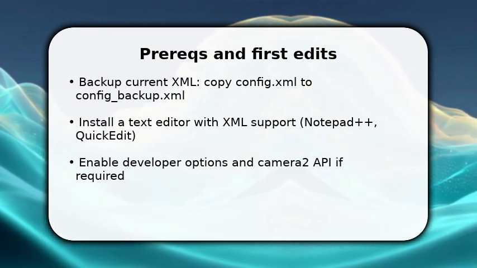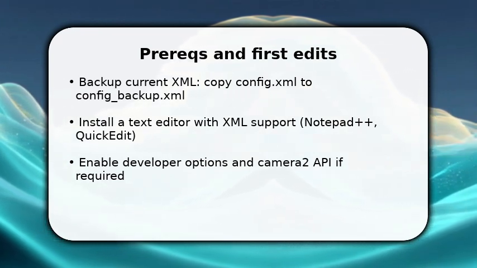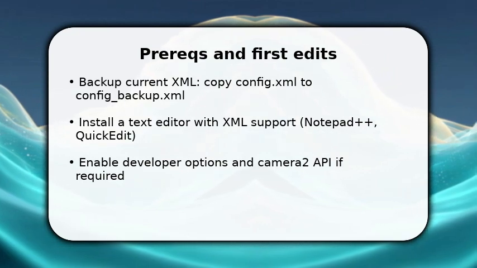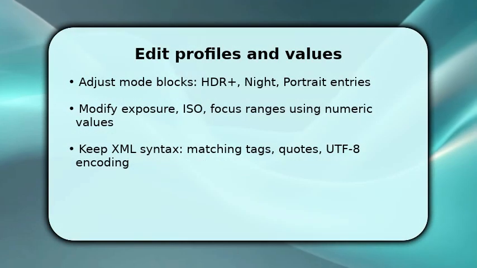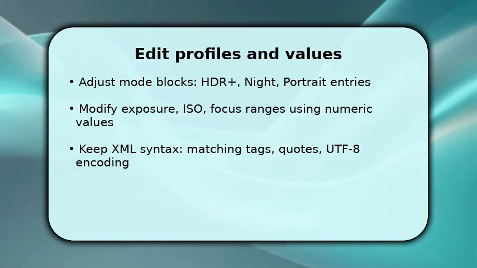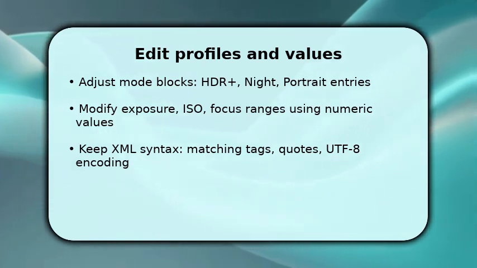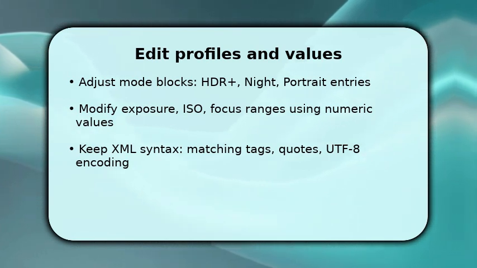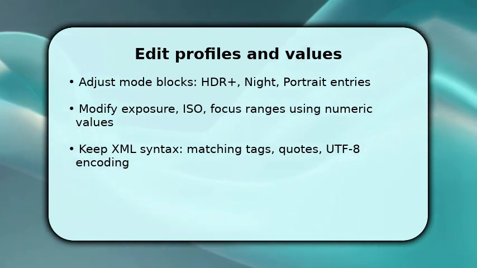You now edit specific profile blocks to tune performance. Find HDR plus or night mode sections and adjust exposure compensation, ISO limits, and metering targets. These numeric tweaks change image brightness and noise behavior. Once done, update sensor ID and stream configurations so the app maps the right camera.